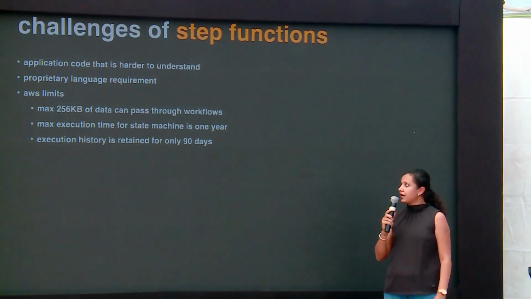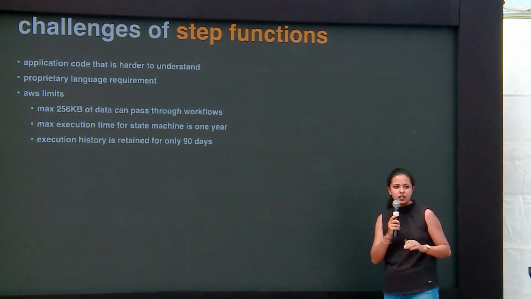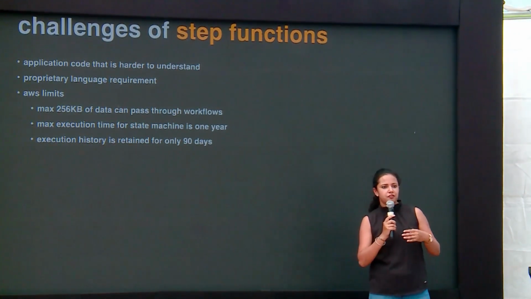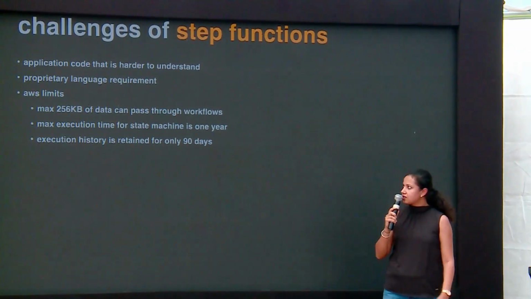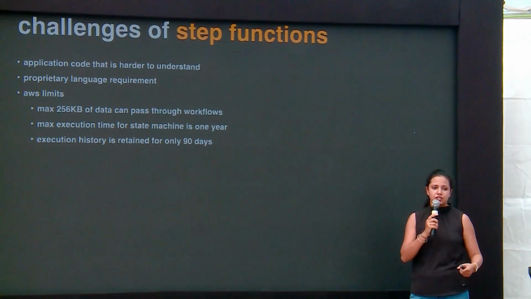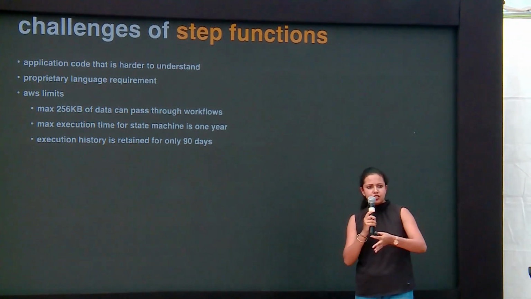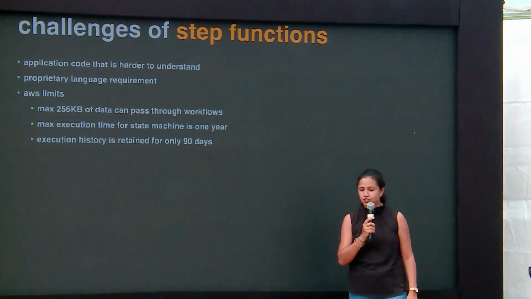CRED. Right? So in general, the application code in step functions is a little hard to understand because the code is all separated. So any new members or new joinees in the team find it difficult to understand how step functions flow. Right? And the second is the proprietary language requirement. So it uses Amazon States Language, which in general is a prerequisite to write any state function. Although they have given a drag and drop, if you want to write your own code, you will have to use the Amazon States Language.